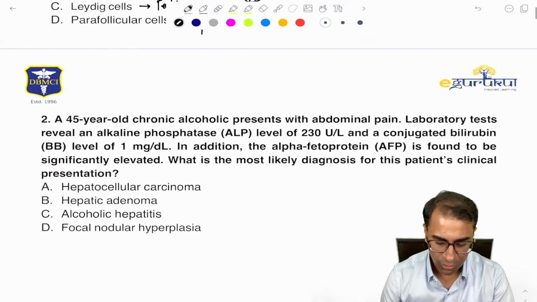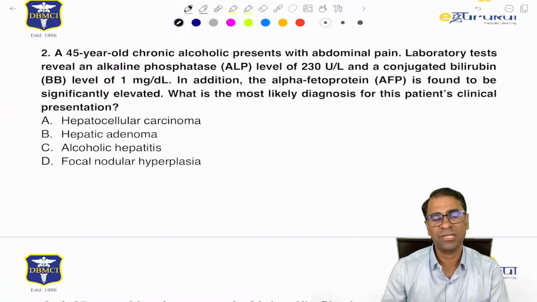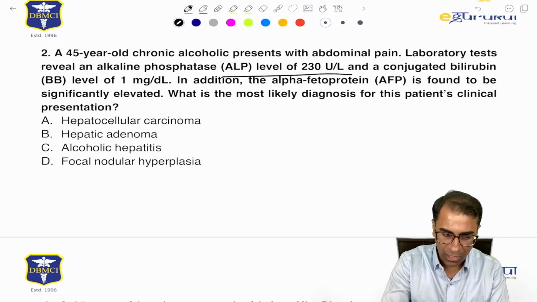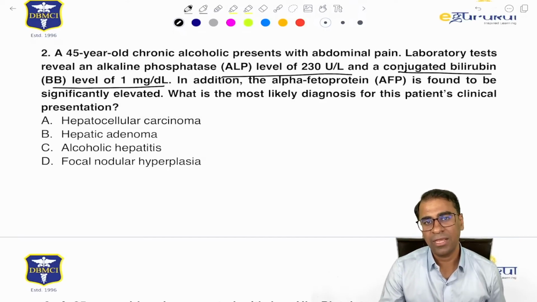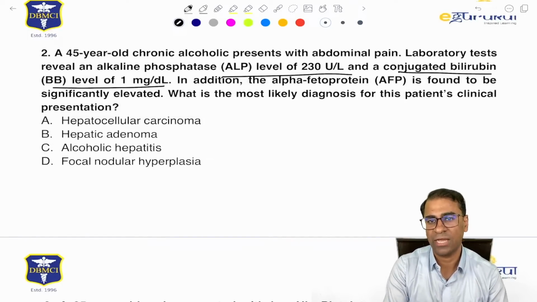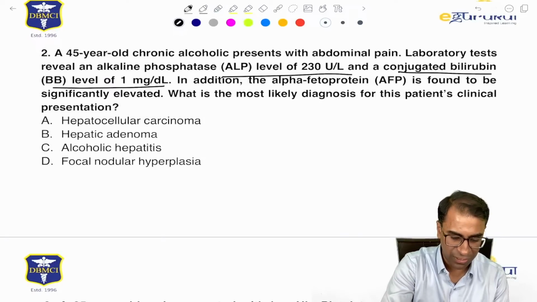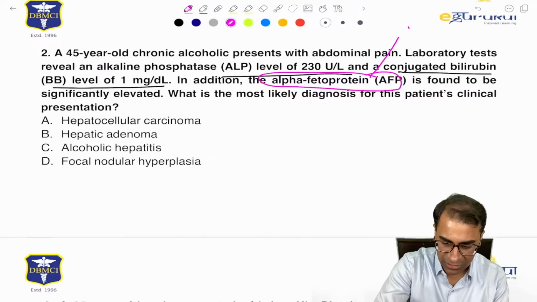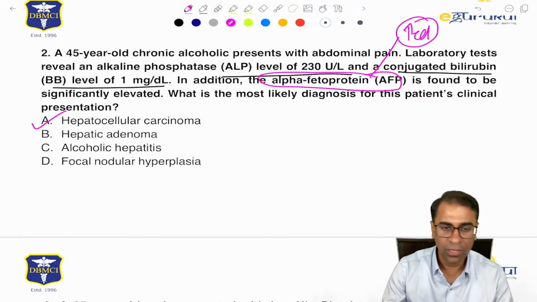A 45-year-old patient who is a chronic alcoholic presents with abdominal pain. Lab studies reveal an alkaline phosphatase level of 230, which looks quite high, and a conjugated bilirubin level of 1 milligram per dL. In addition, the alpha-fetoprotein is found to be significantly elevated. What is the most likely diagnosis? What you're seeing is that the AFP level is very, very high. Since the AFP level is very high here, it is going towards a case of hepatocellular carcinoma.